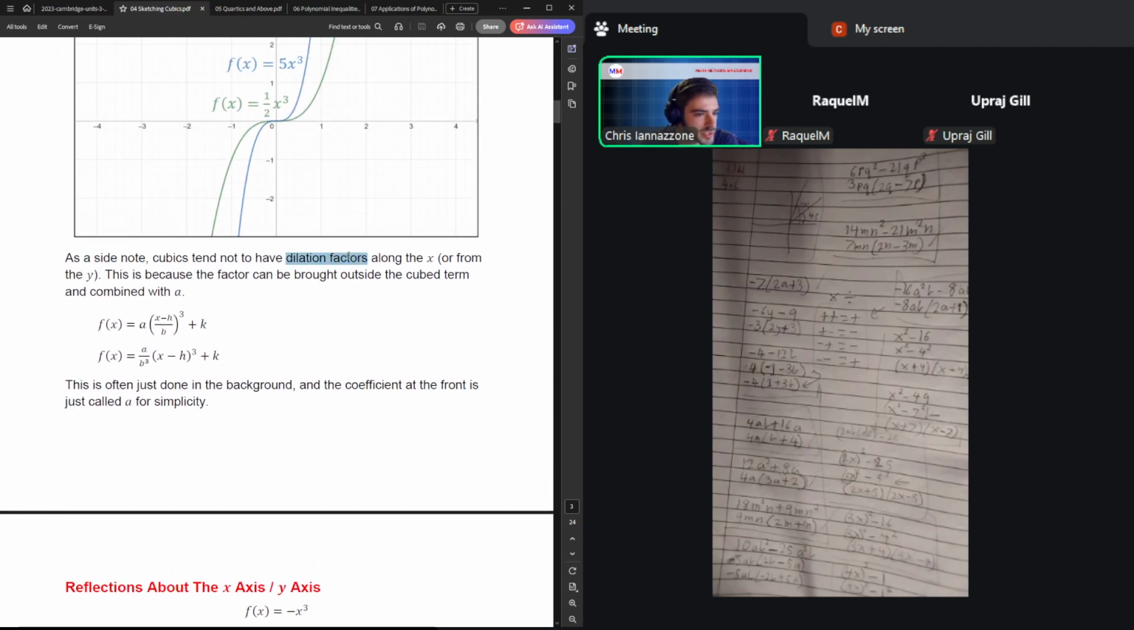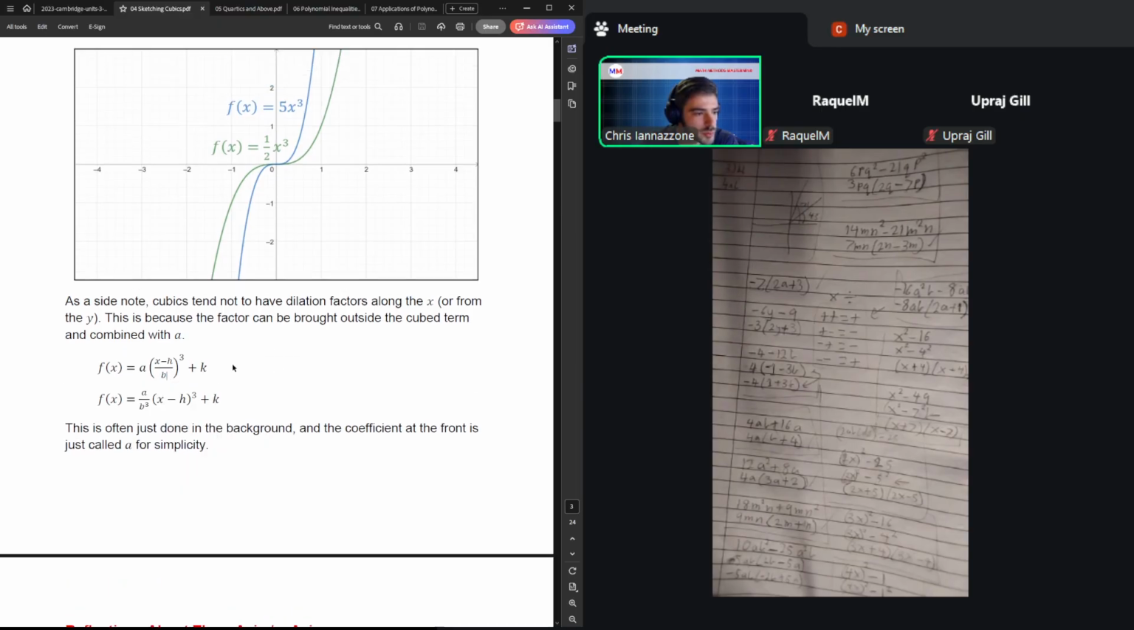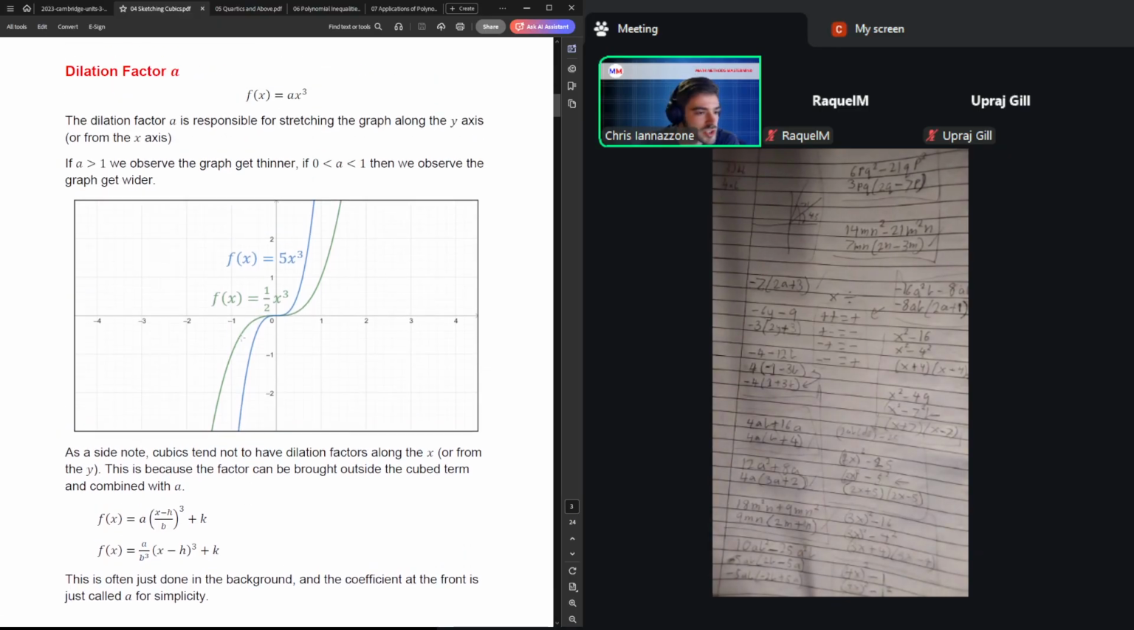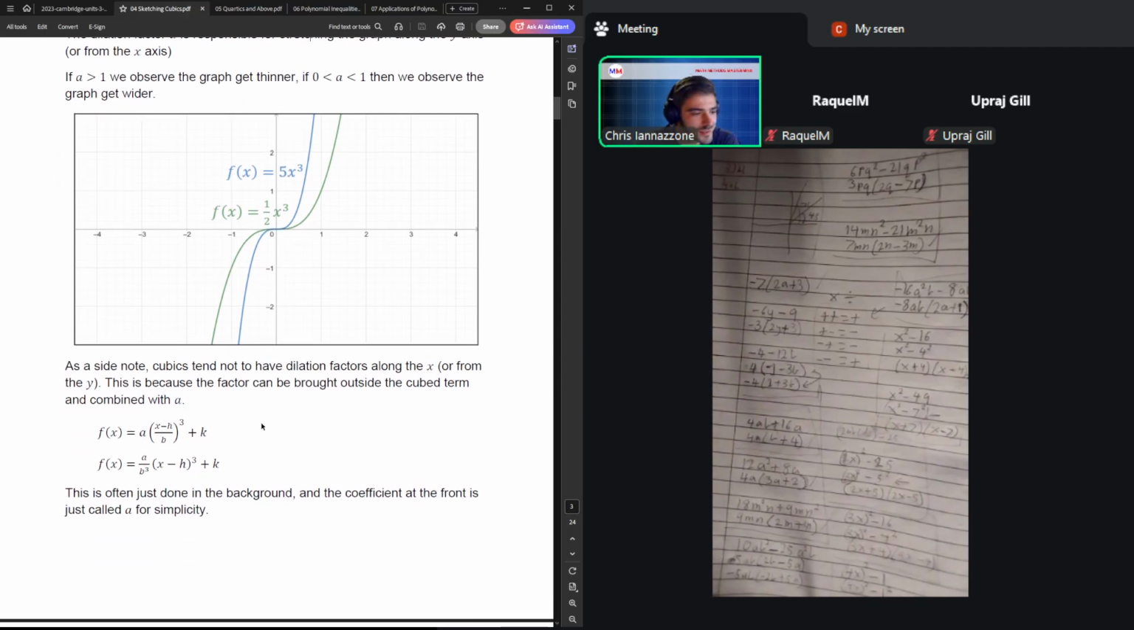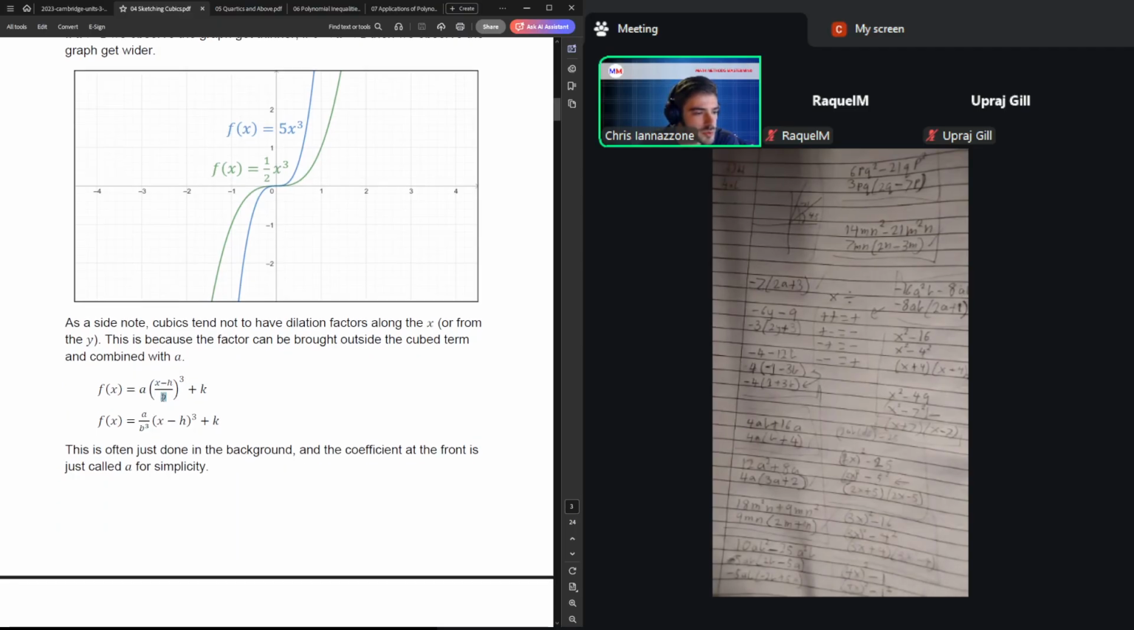You typically don't get dilation factors split between horizontal and vertical simply because wherever you put it, you can always just factor it out and then combine it into one term. So while this is nominally a dilation factor along the y or from the x, it basically does both because any of them could be factored into each other. So you can see a little bit of an example there. This is where you would put an x dilate, but you could then just factor it out and then combine it into this term.